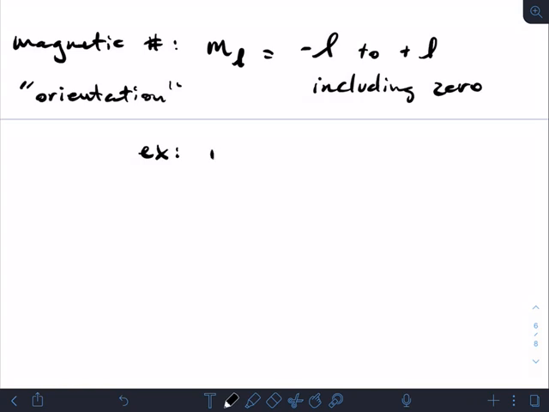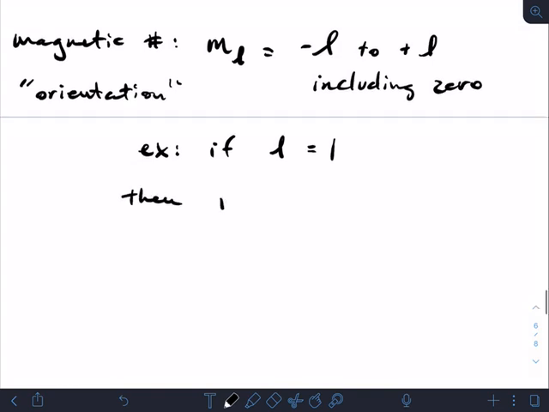So, for example, if L equals 1, then m sub L can be negative 1, 0, or 1. So anything from negative L to positive L, including 0.